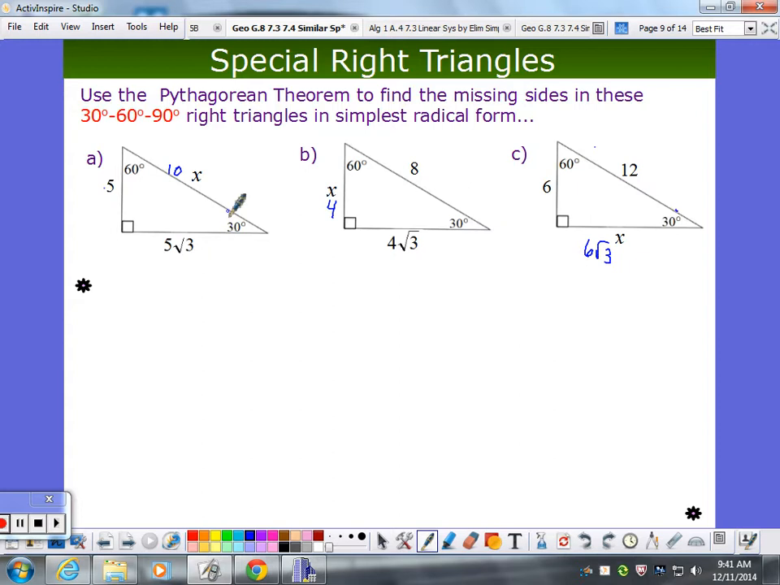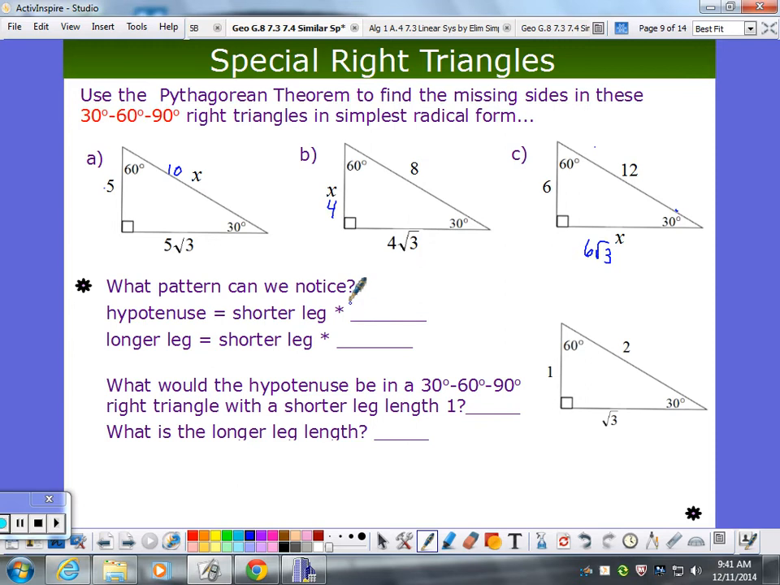The short side, I like how he said that. The short side, because this is 30 degrees, right, it's shorter than the side opposite to 60. The side opposite 30 appears to be half the hypotenuse. Side opposite 30 is half the hypotenuse. Okay, what about the side opposite to 60? It's that short side times radical 3. That's exactly what the rules are.